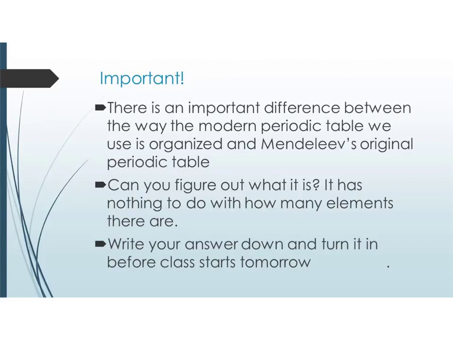Like I said, what Mendeleev originally created evolved into what we now know as the modern periodic table of elements. But there is a really important difference between the way the modern periodic table is organized and the way Mendeleev originally organized his. I'm not going to tell you what it is. I'm going to ask you to figure it out for yourself. But I will tell you that it has nothing at all to do with how many elements there are. Go back and look at this statement right here. Read it very carefully. Then look at how Mendeleev organized his table, and then look at our periodic table and see if you can figure it out.